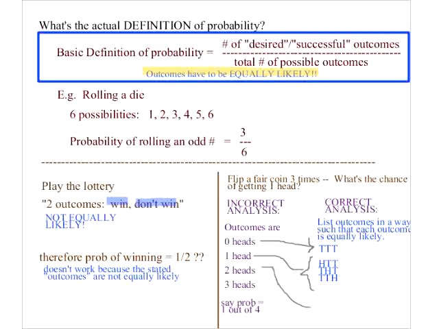Same thing with 2 heads, you can get that in 3 different ways. You can get head, head, tail; head, tail, head; and tail, head, head. But 3 heads you can only get in 1 way, the way that's head, head, head. So these don't work because they're not equally likely.